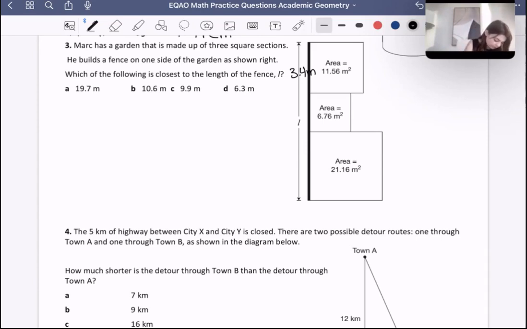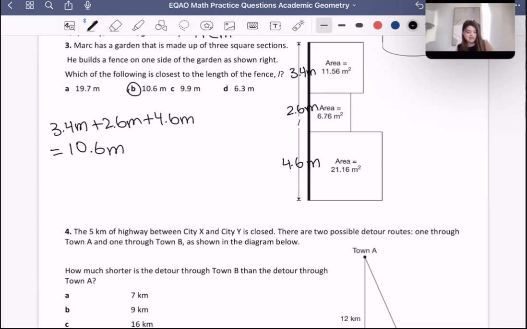6.76, the square root of that is 2.6. And then for the last one, it's 21.16. The square root is 4.6. So if we add up 3.4 meters plus 2.6 meters plus 4.6 meters, that's going to be equal to 10.6 meters. And that is going to be B. So there we go. All right, number 4.